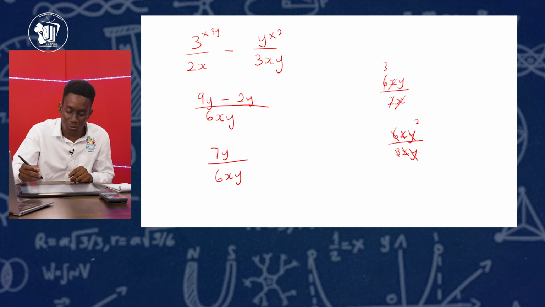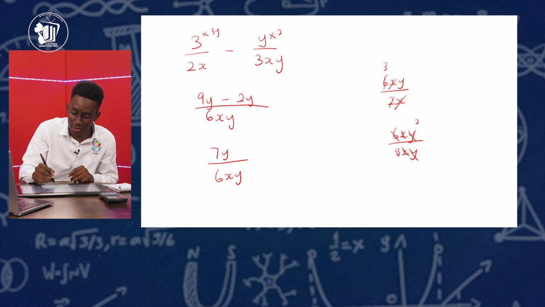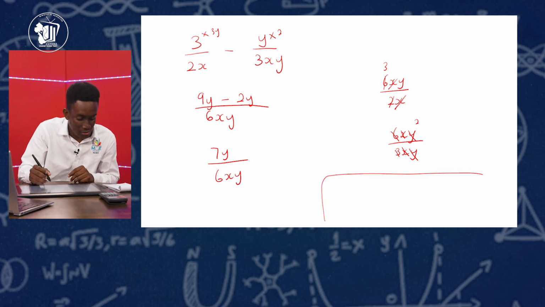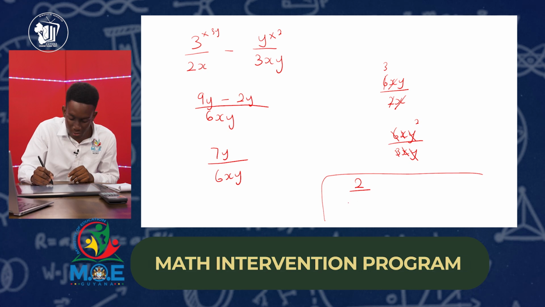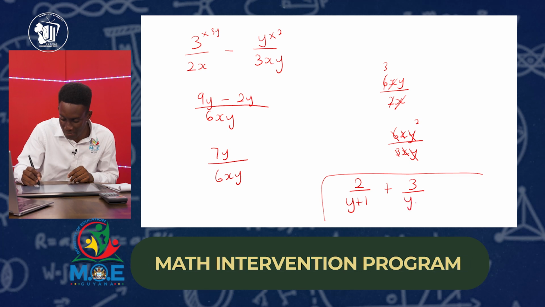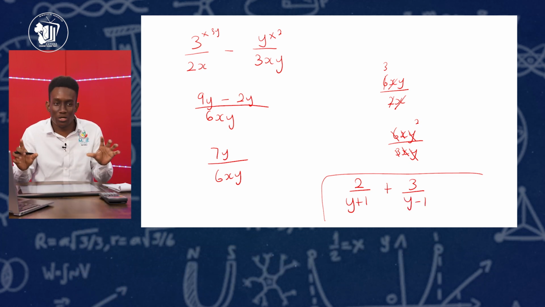And I will leave this one for you to try on your own. It's 2 over y plus 1 plus 3 over y minus 1. So this is one you can try on your own.